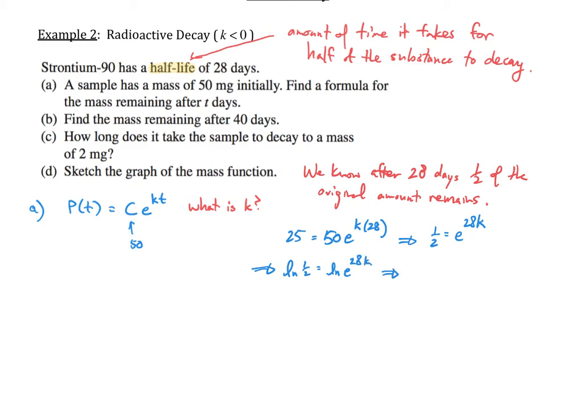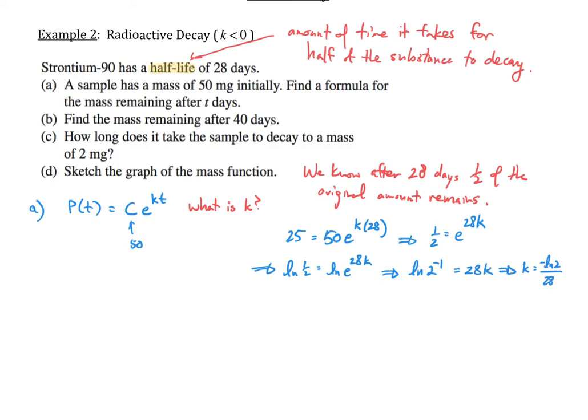And we know that natural log of 1/2 is the same thing as natural log of 2 to the negative 1, right? Because 2 to the negative 1 is 1/2. We also know that natural log and e are inverse functions of each other. So when you compose natural log with the exponential, you're just going to get the original x back. So this right-hand side is going to be equal to 28k. And when we piece all this together, this means that k is equal to negative natural log of 2 divided by 28.